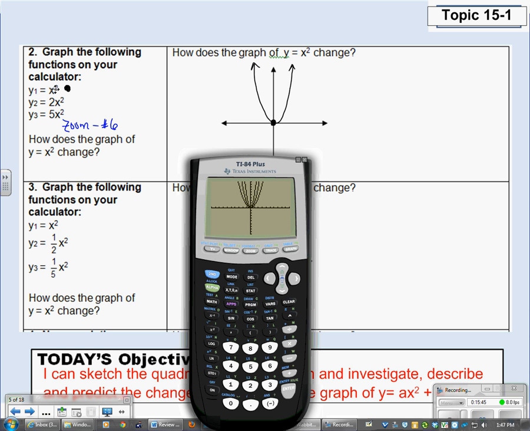So we saw the first graph was our y1. The second graph was when we put a 2 in front of the x squared. And the third graph was when we put a 5 in front of the x squared.